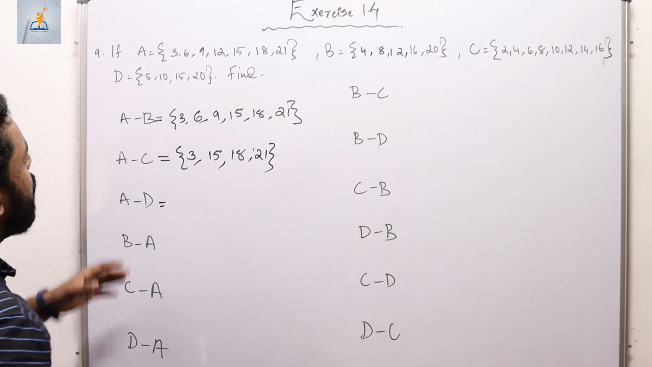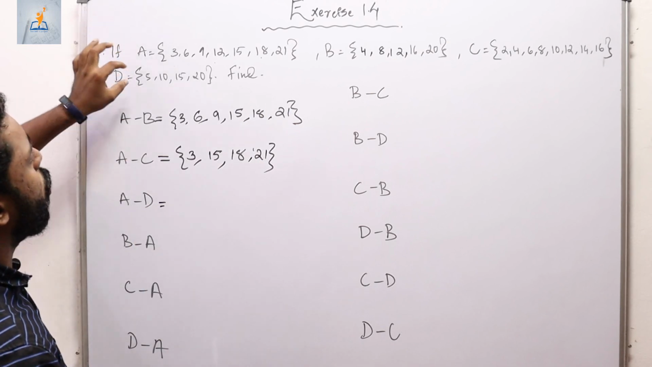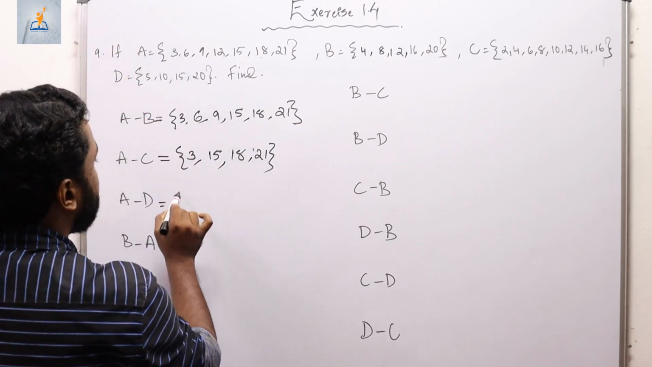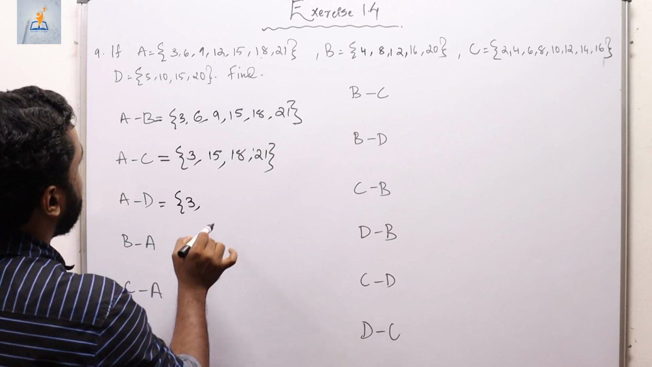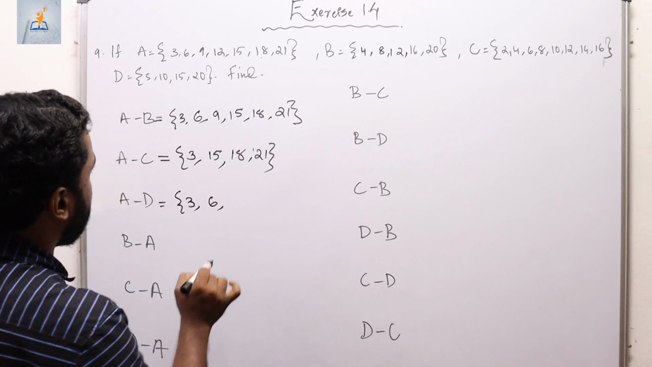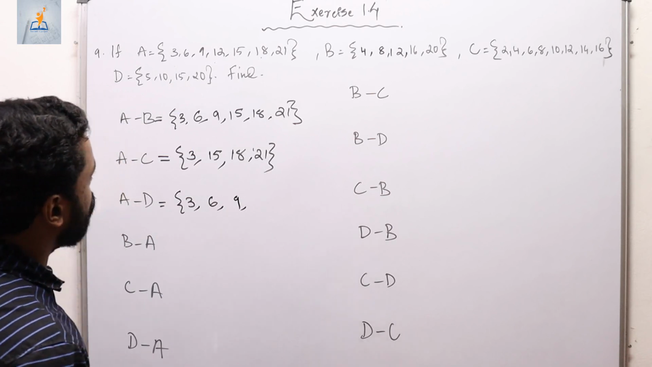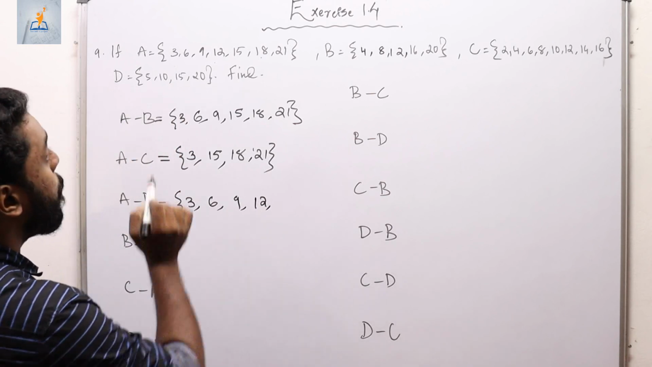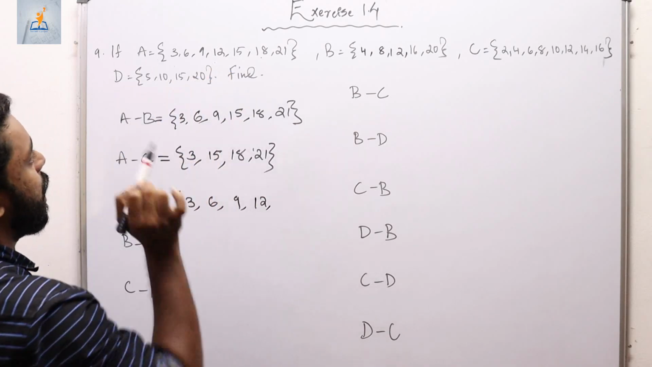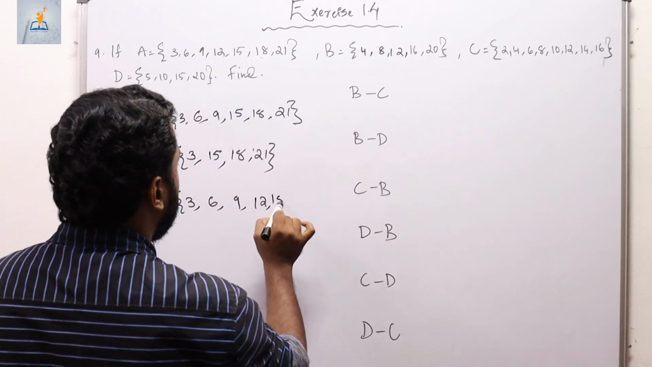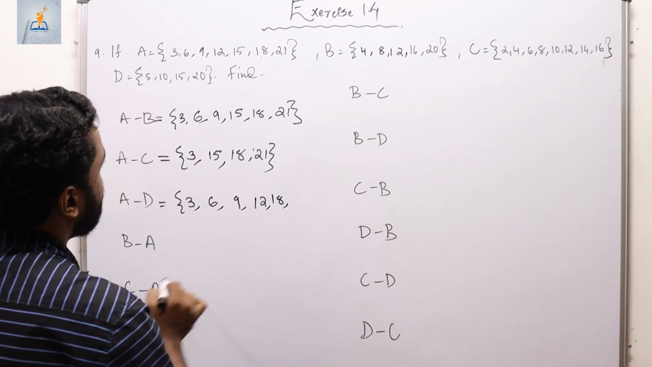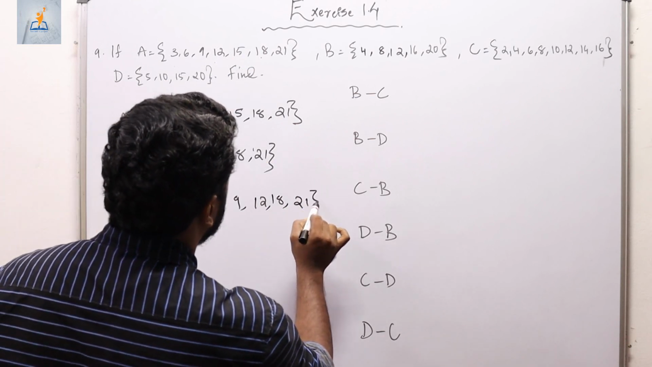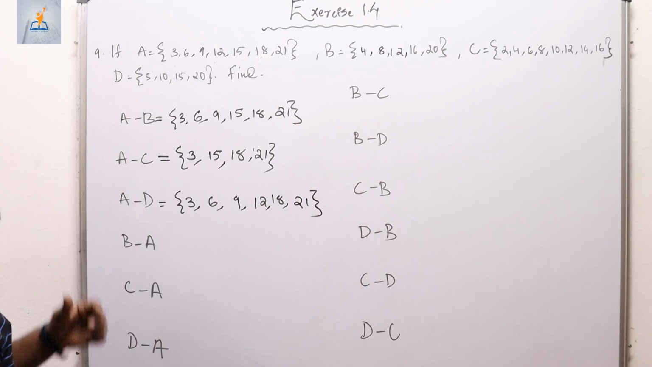Now coming on to A minus D, the set of all elements in A but not in D. 3 is there in A but not in D. 6 is there in A but not in D. 9 is also there in A but not in D. 12 is also there in A but not in D. But 15 is there in A as well as D. 18 is there in A but not in D. 21 also is there in A but not in D. This will be A minus D.